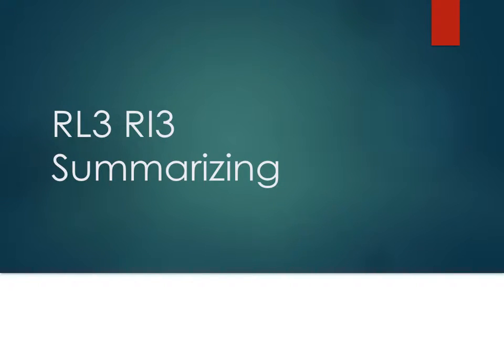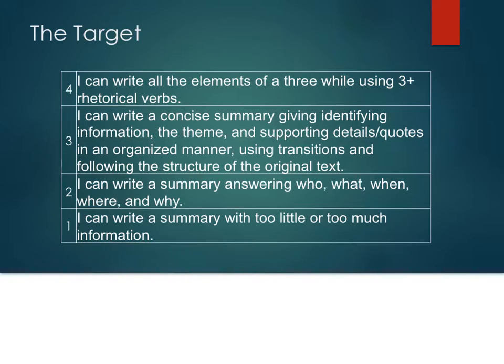RL3 RI3: Summarizing will help us make sense of a text by putting it all together with theme through all the supporting details. This particular target asks that we can give a concise, in other words not too long, summary giving identifying information, which would be APA citation, the theme or claim if we're talking about a nonfiction piece, and supporting details and quotes in an organized manner, using transitions and following the structure of the original text, in other words in the same order as events appeared in the original text.